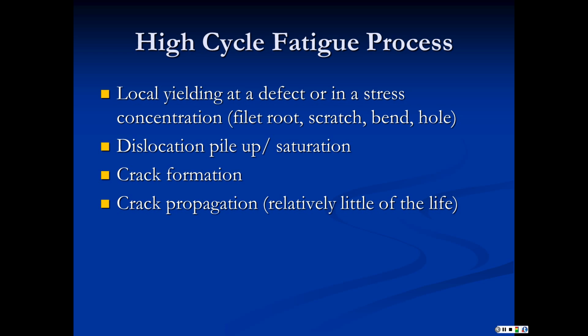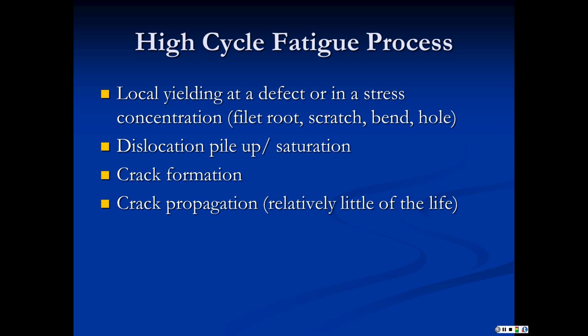What we find is that we get local yielding at defects or a stress concentration. These can be things like fillet roots on the surface, scratches. This could be inclusions, impurities, bubbles in the material, whatever. But those cause an elevated stress locally, which results in yielding right around that stress riser. Not globally. The rest of the section doesn't yield, so you don't see anything. If you're looking at the exterior or you're looking at the broken parts, you're not going to see significant plasticity.